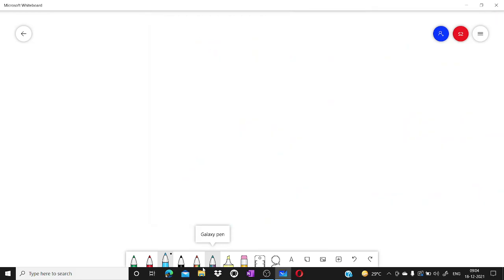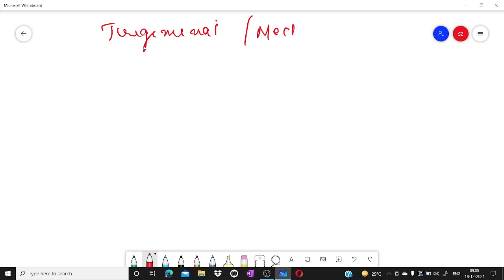Now, name one structure which is related to the tentorium cerebelli. An important structure: we have the trigeminal or Meckel's cave. Meckel's cave is related to the tentorium cerebelli.